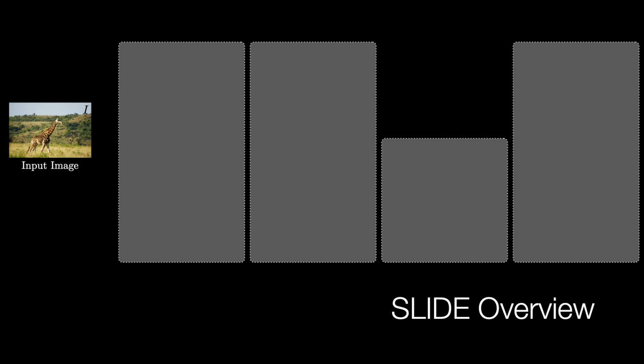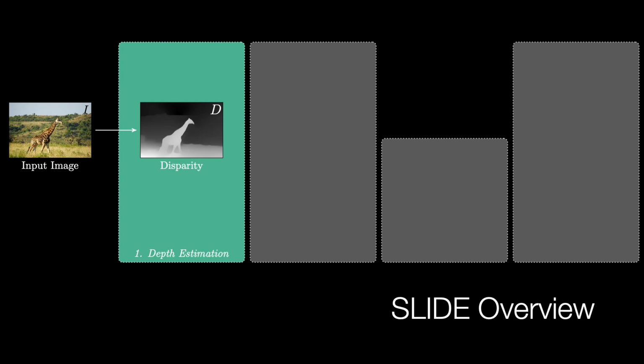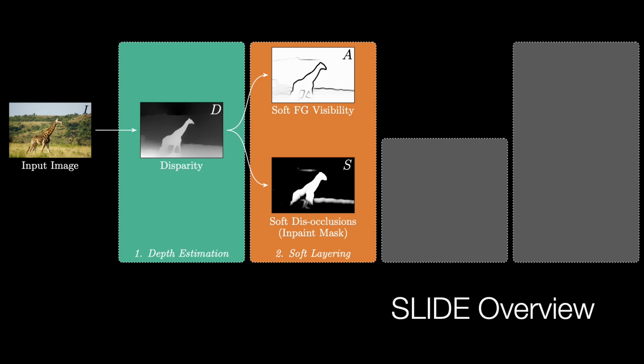SLIDE has four main components. Given an input image, we first estimate inverse depth or disparity using a monocular depth estimation network. We use this disparity to do soft layering, which involves estimating soft foreground visibility and also soft disocclusions.